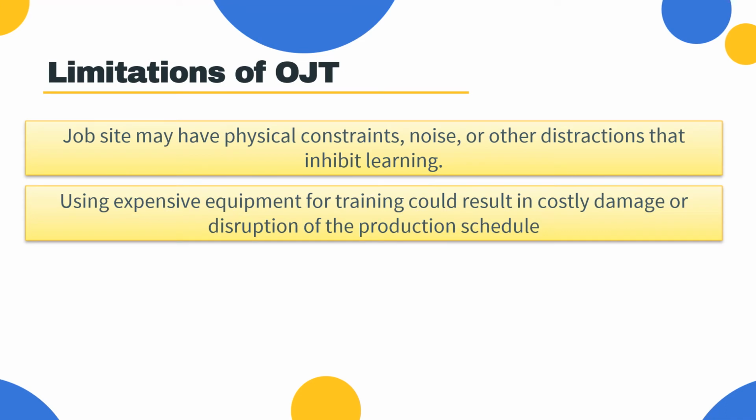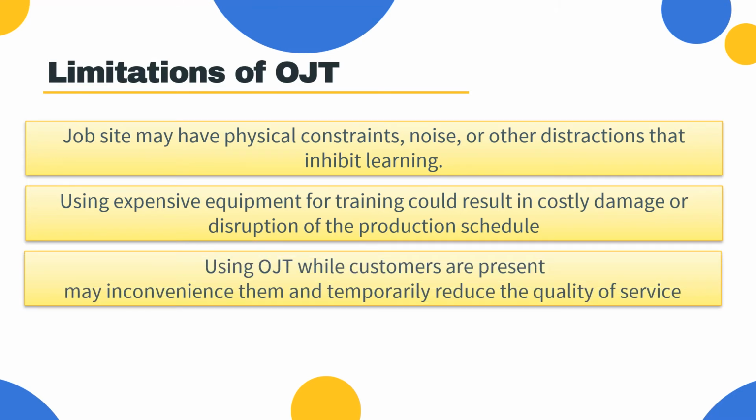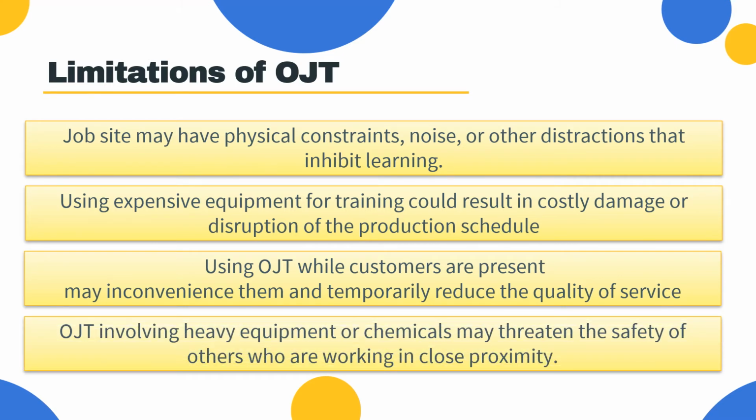Second, using expensive equipment for training could result in costly damage or disruption of the production schedule. Third, using OJT while customers are present may inconvenience them and temporarily reduce the quality of service. Fourth, OJT involving heavy equipment or chemicals may threaten the safety of others who are working in close proximity.